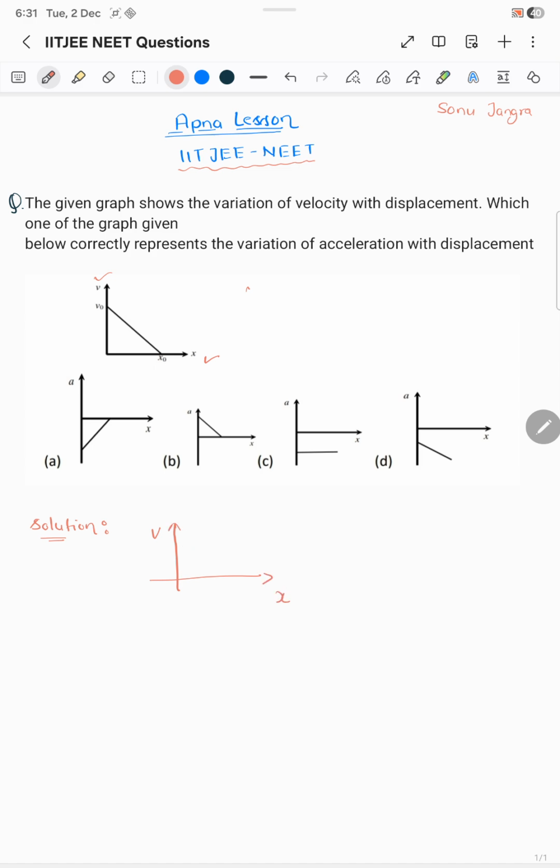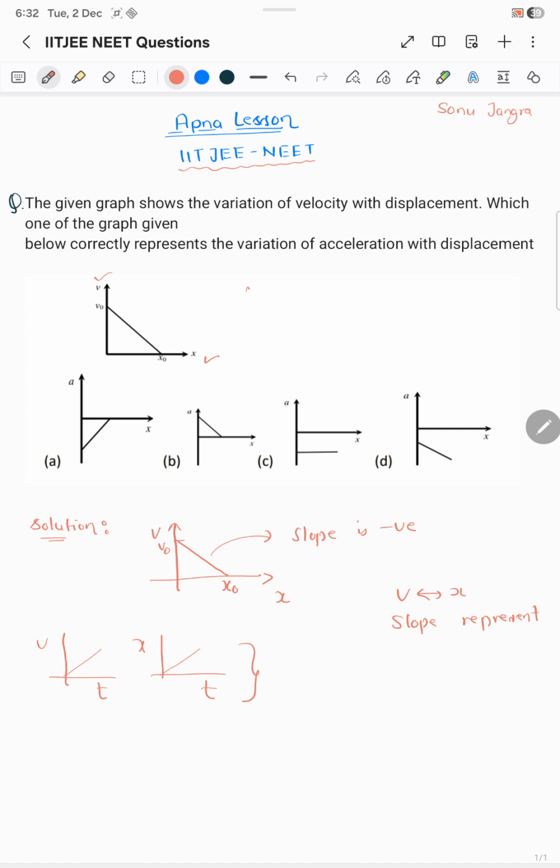Okay, so from this graph, what we can observe is that the slope is negative. Okay, and these values are given, x naught, y naught. Now think this way: if a velocity time graph or displacement time graph is given, we all know what the slope of these will represent. So now we have to think, for velocity and displacement, what does the slope represent?